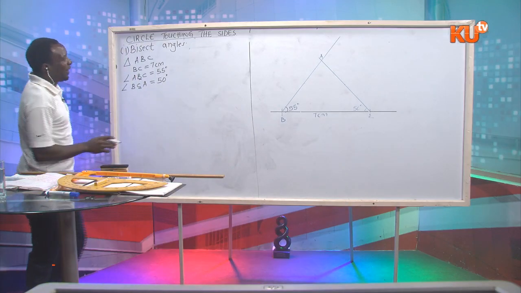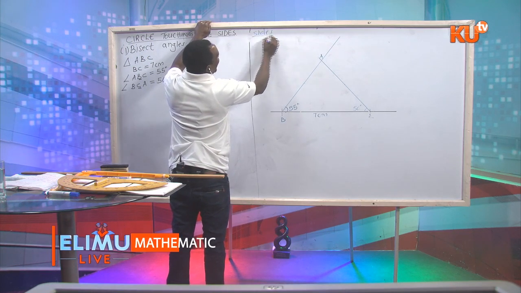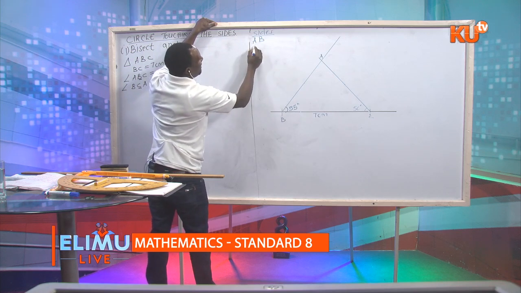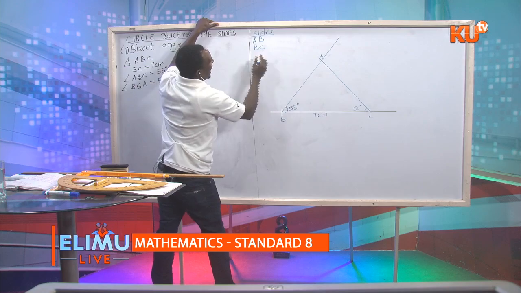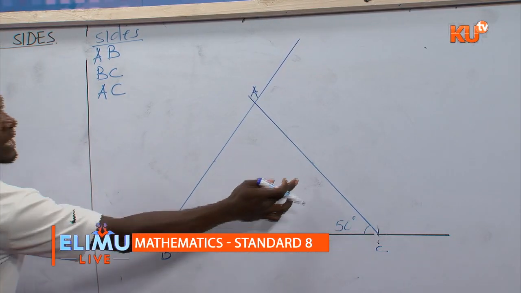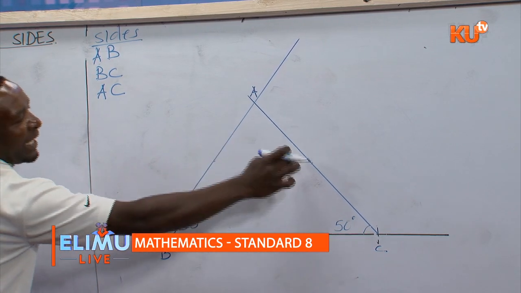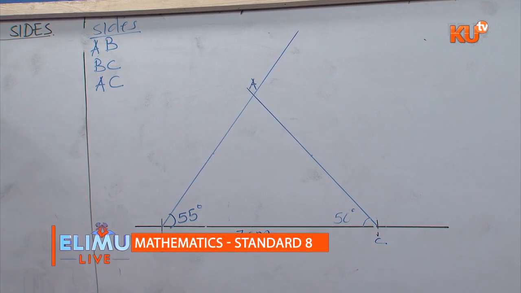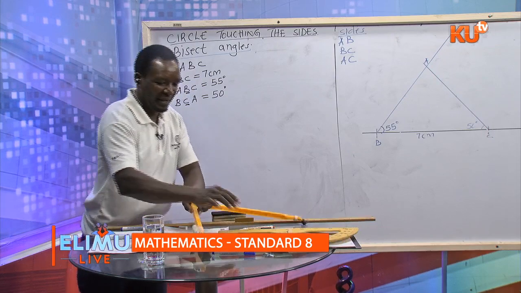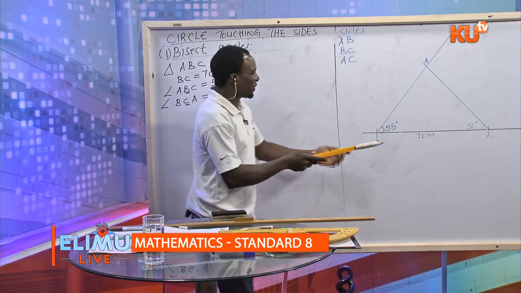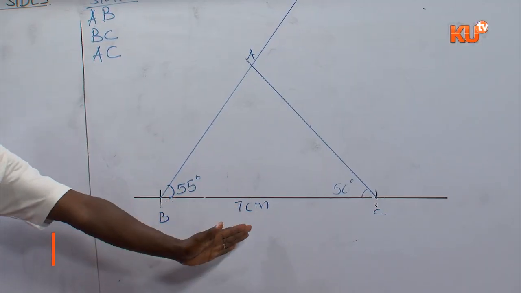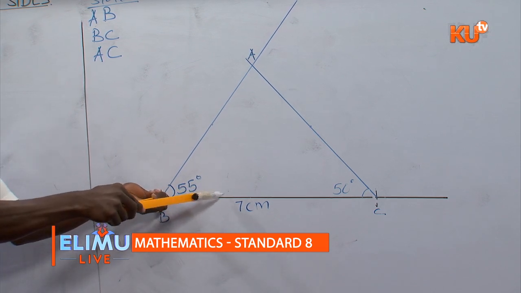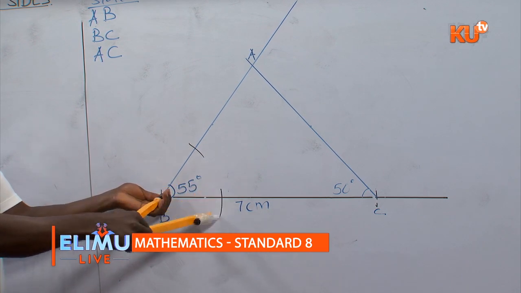Let us now draw our circle touching the sides. Here our sides are AB, this line, BC, this line, and AC, this line. So our circle is going to be here inside. It touches this line, and it touches this line. And I said, on this one, we are going to bisect the angles. And how do we bisect the angles? It is almost opposite to the other one, because there we were using more than a half of the line. In this case, we are going to use less than a half. No problem. Just cut that line there and there.